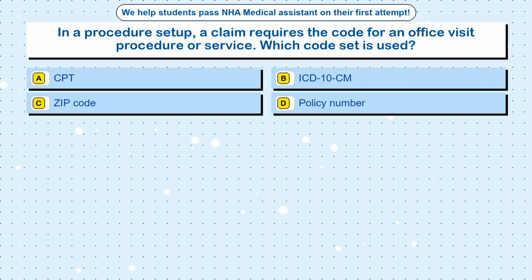Question 72. In a procedure setup, a claim requires the code for an office visit procedure or service.